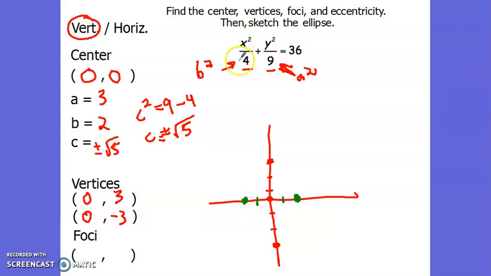because again, that was beneath the x coordinate, or beneath the x squared. And then finally, we want to get that focus on there, which again is root 5, or about 2.2-ish, right? Somewhere in that 2 point something range. So we're going to put our foci on here in the direction of the vertices, in that same vertical direction. The last thing to do is just graph our ellipse.